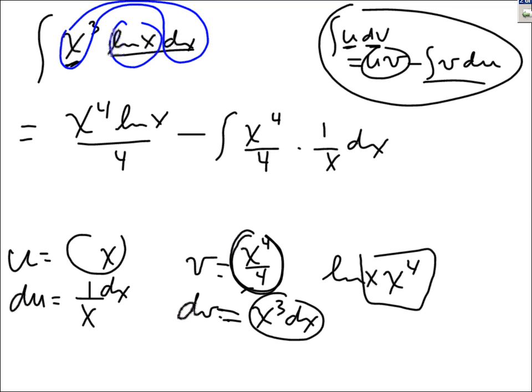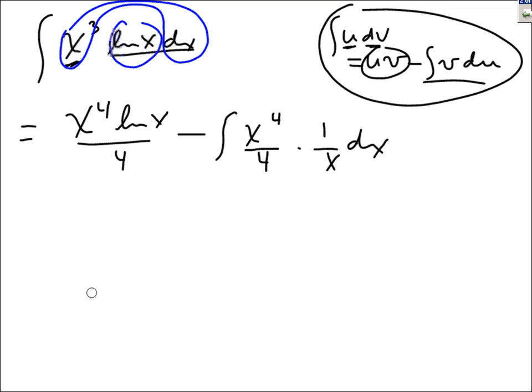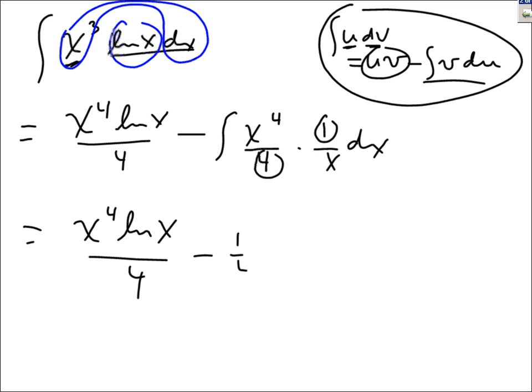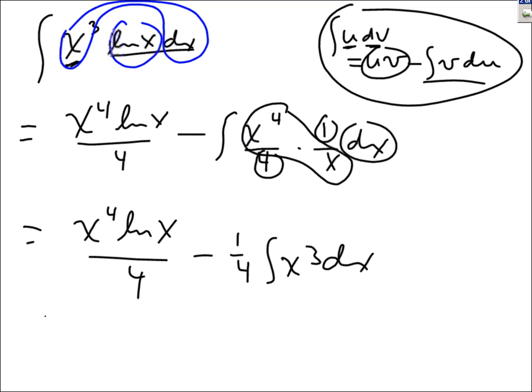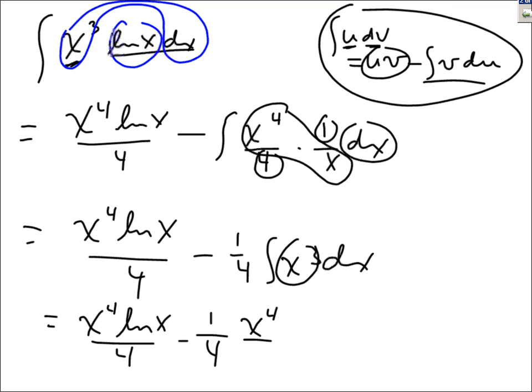But this integral, we can do that one. We can do this new integral. Copy down the front part, minus, well, the 1 over 4 I'll bring in front of the integral, and x to the 4 over x is x cubed times dx. That's the u to the n du integral. There's the 1/4. The integral of x cubed is x to the 4 over 4 plus c.